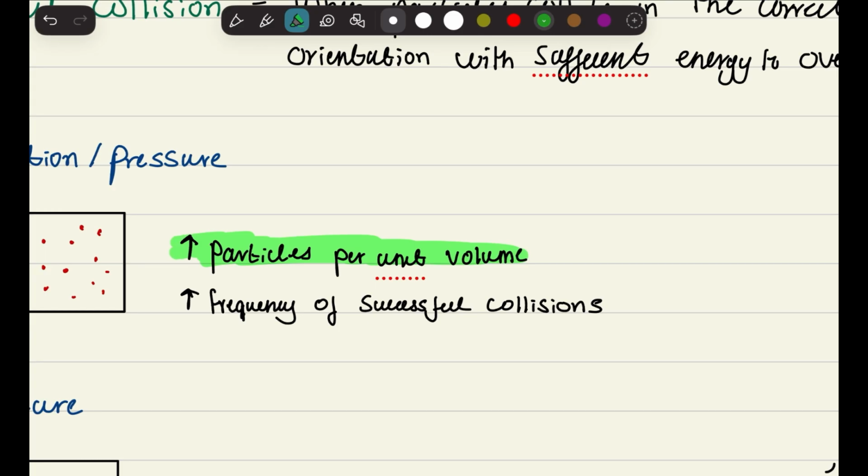So with regards to concentration or pressure, what we're going to say is there's an increase of particles per unit of volume. Hence, there's an increased frequency of successful collisions, which means we increase the rate of reaction. That's the kind of process I want you to go through.